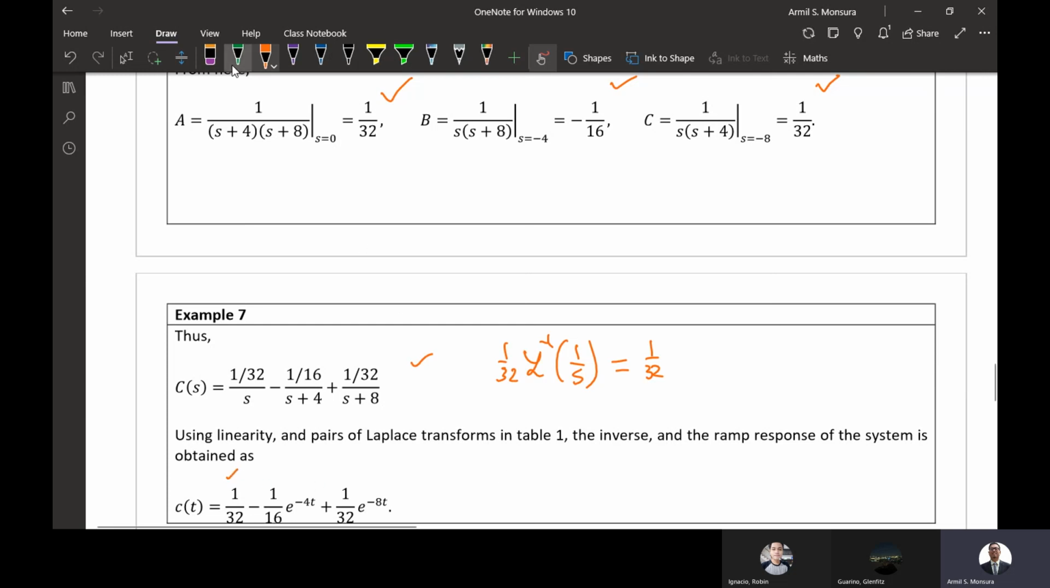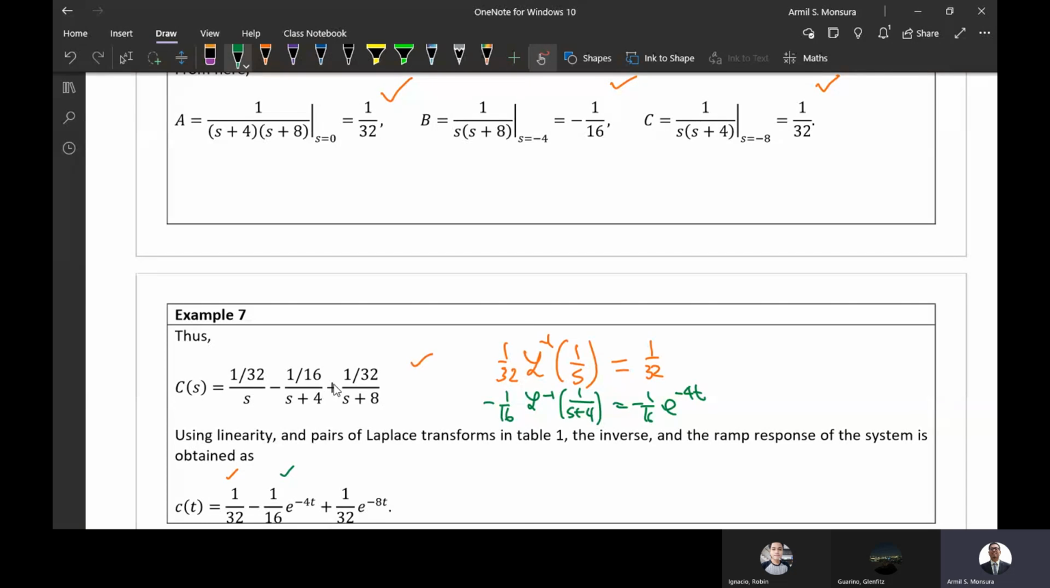Okay? Next, by linearity, labas natin yung negative 1 over 16. Then, kunin natin yung inverse Laplace transform ng 1 over s plus 4. As per table 1, yung inverse Laplace transform daw nito is e raised to negative 4t. So, kaya ito yung lalabas dun sa second term natin.